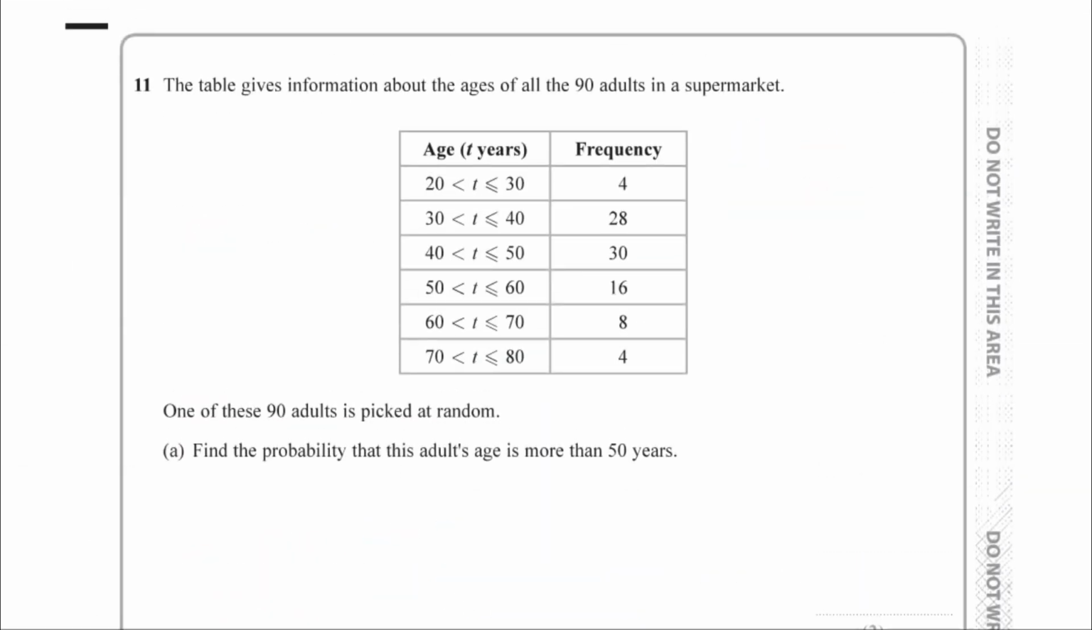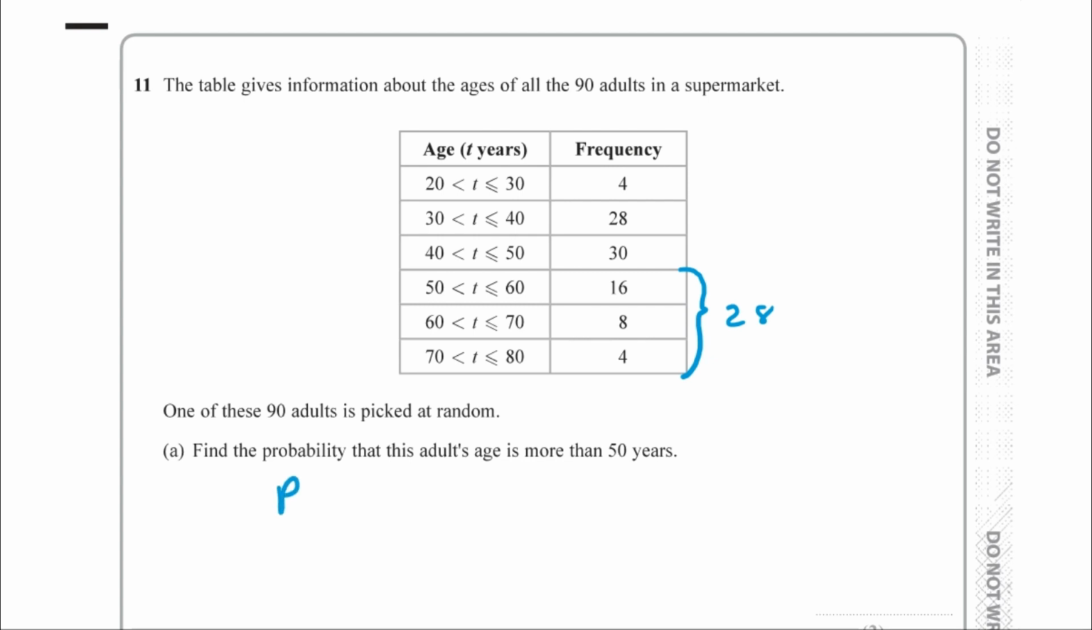In this next question, we have to find the probability in part A that an adult's age is more than 50 years. You have a bunch of ages here in intervals. We can see here that 50 to 60 includes 16 people, but also 60 to 70 is 8 people, and 70 to 80 is 4 people. So if we add these three together, 16 plus 8 is 24. 24 plus 4 is 28. So there are 28 people who are older than 50 years old.